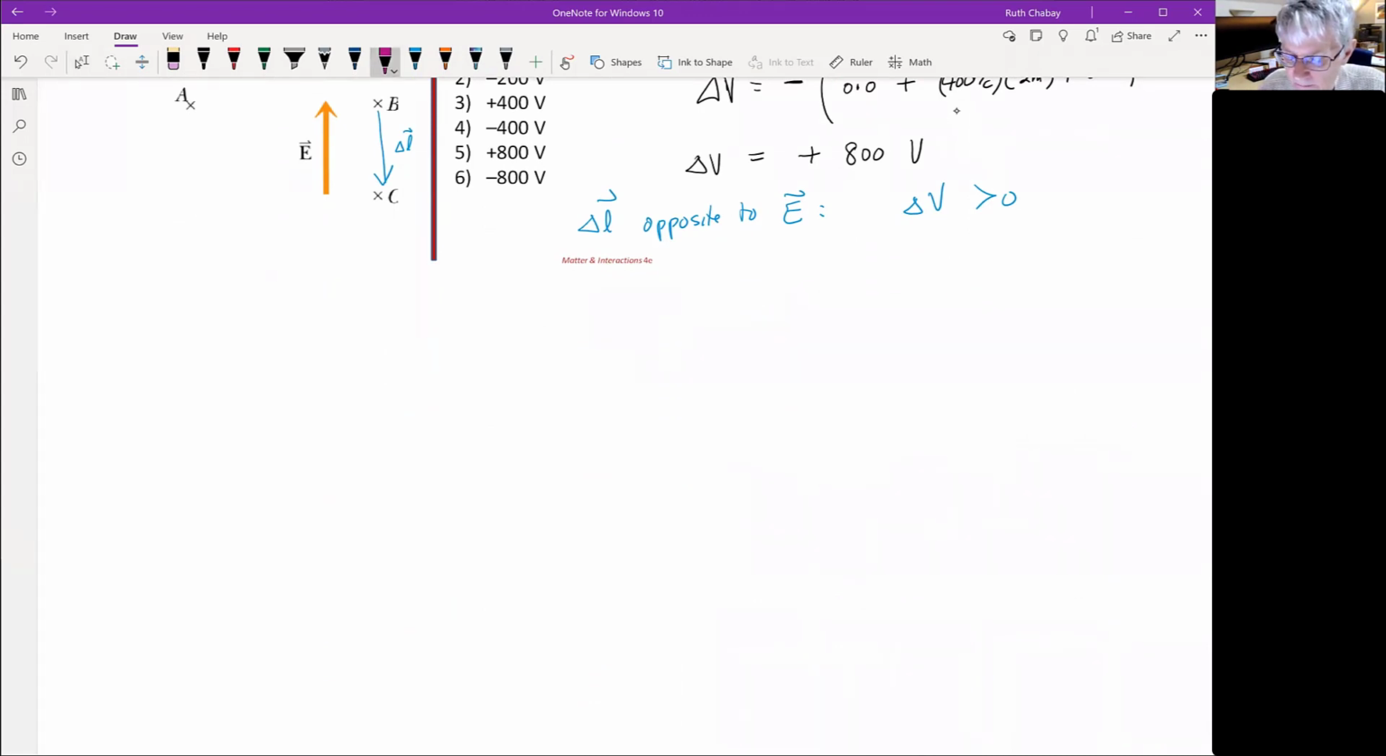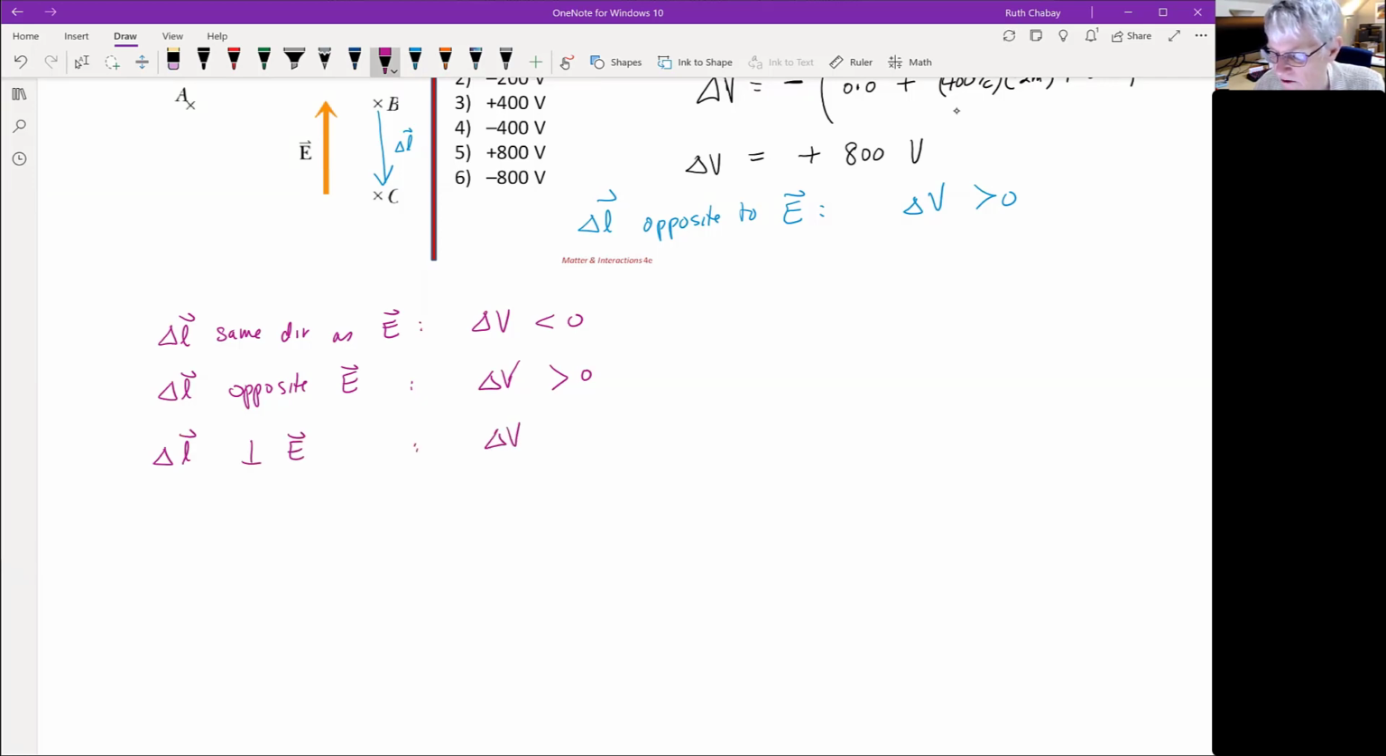So delta L same direction as E, potential difference is less than 0. Delta L opposite to E, potential difference greater than 0. Delta L perpendicular to E, potential difference is actually equal to 0.